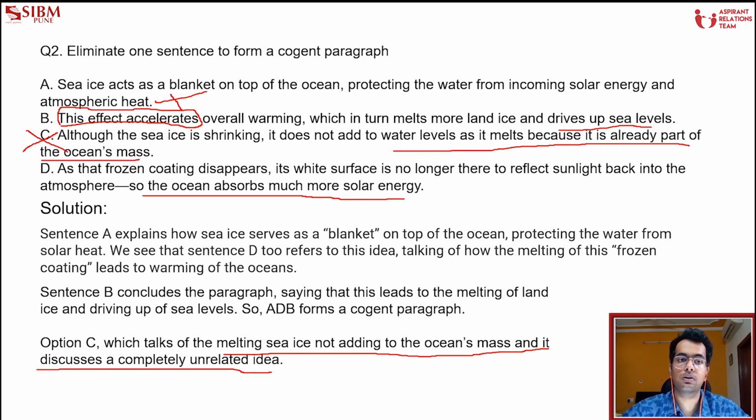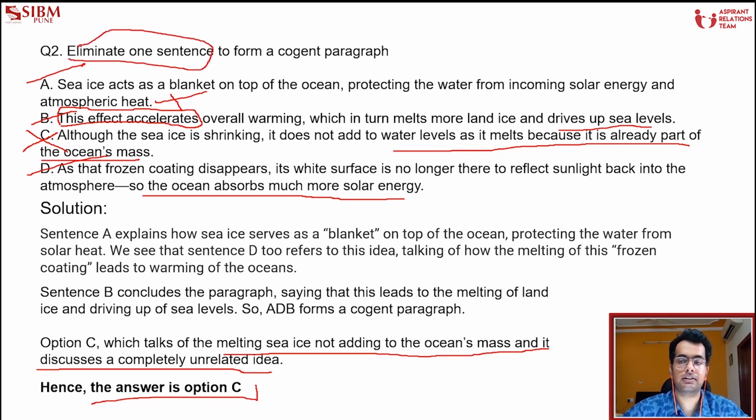So now the whole paragraph makes sense, because all the 3 sentences are making sure that we have a continuous paragraph, and all the 3 sentences relate to a similar idea. So therefore the correct answer is option C, which means that option C is the sentence which we should eliminate.